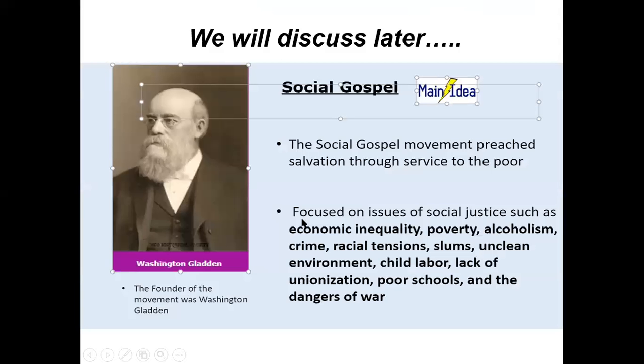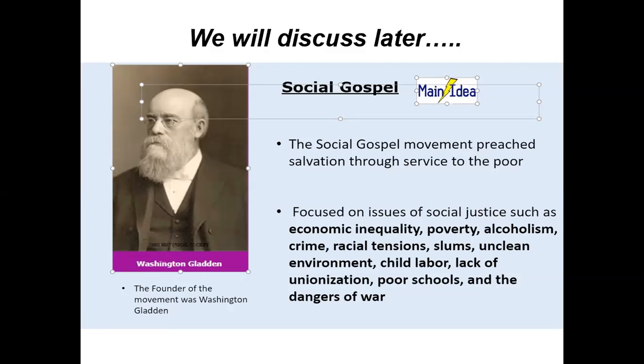Later on we will discuss also the social gospel, which is not as much of an economic movement, but more of a moral movement. The social gospel movement preached salvation through service to the poor, meaning that it focused on issues such as making people better, voluntarily helping people, economic equality, poverty, alcoholism, racial tensions, things such as that.